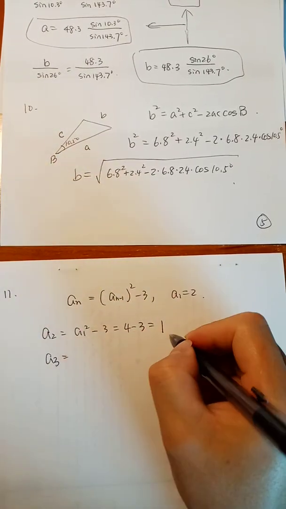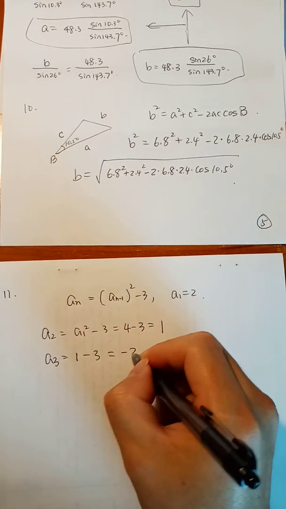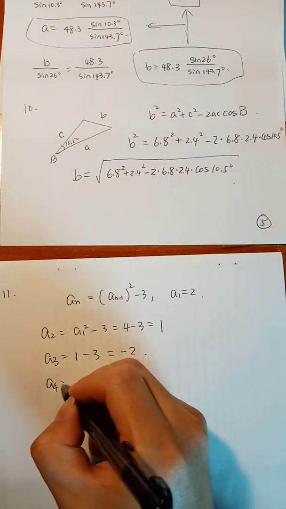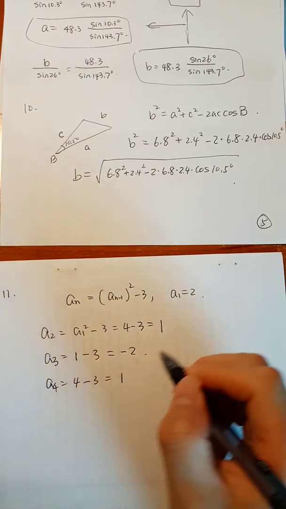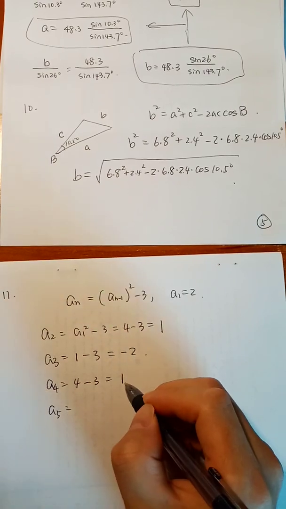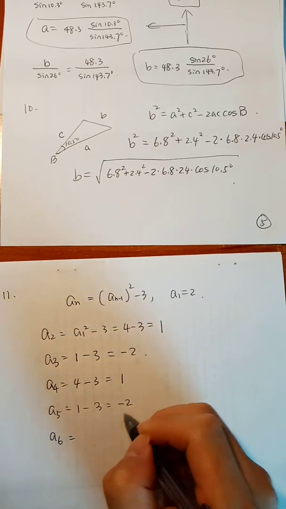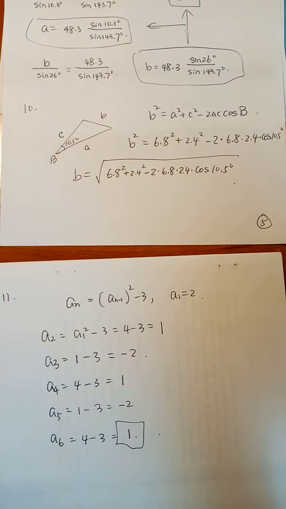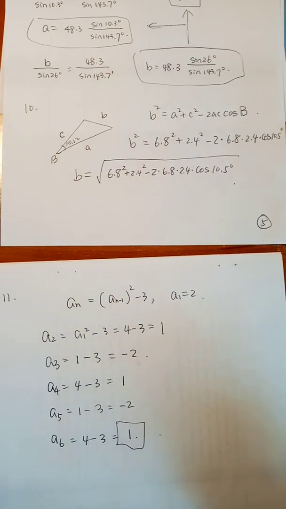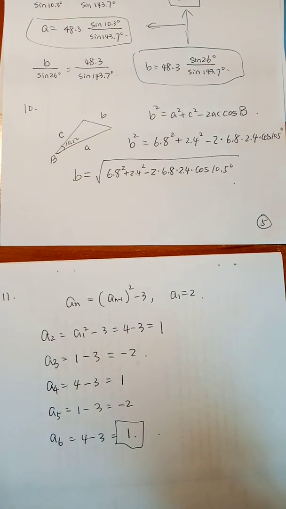a3 is a2 squared minus 3, so a2 depends on a1 and a3 depends on a2. a4 is a3 squared minus 3, so you get 4 minus 3 is 1. a5 is 1 squared, so 1 squared minus 3 is negative 2. a6 is negative 2 squared, 4 minus 3, is 1. So this is a6, and that's it. There's no trick. It just asks you to follow the formula. Don't make mistakes. Okay, so this is a discussion of a practice exam.